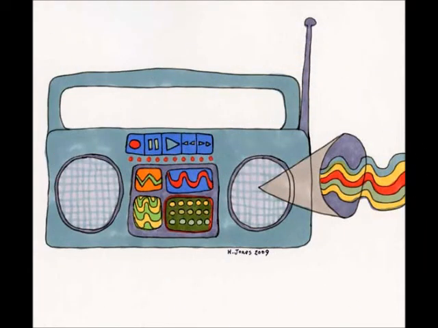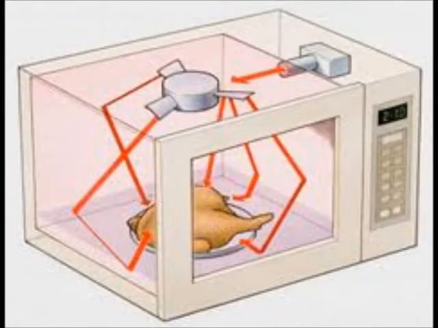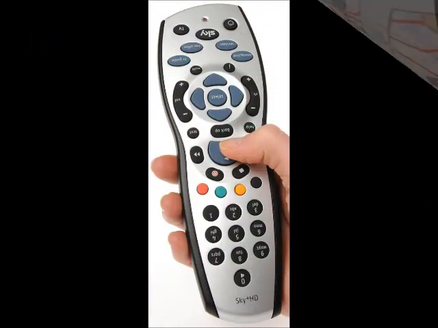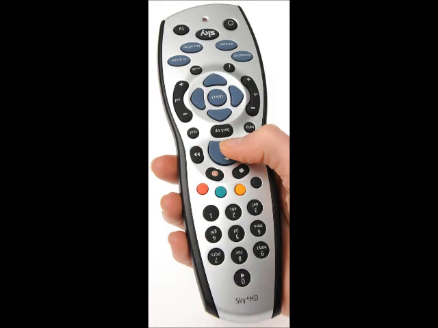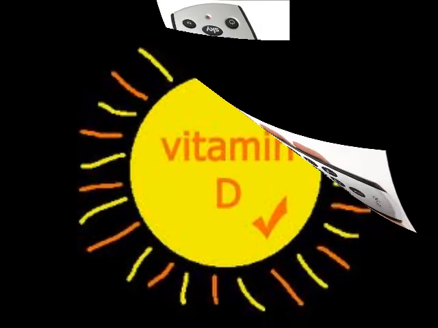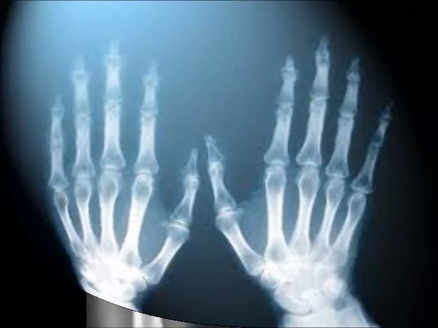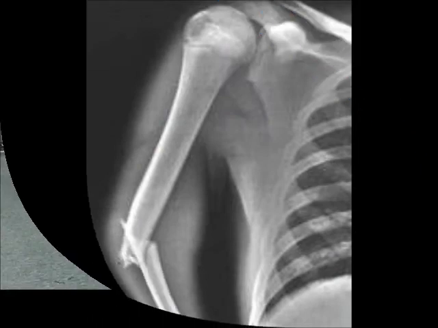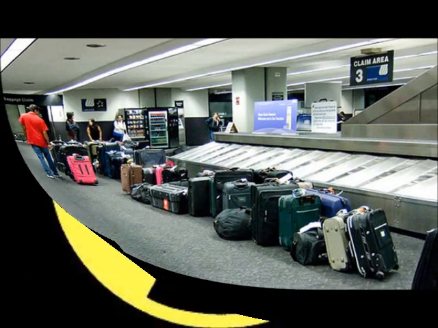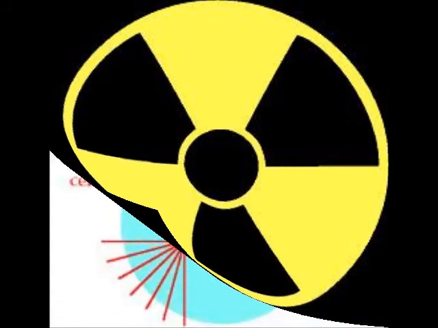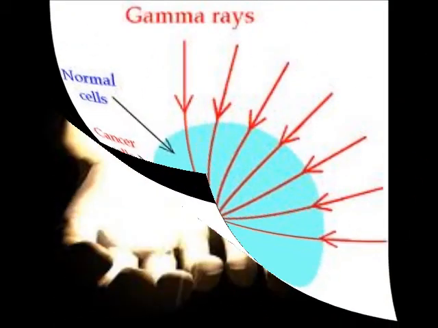The electromagnetic spectrum consists of radio waves, which are useful to listen to music; microwaves, which heat your food up so you can eat; infrared waves, which help you operate a remote control; ultraviolet waves, which give you vitamin D; X-rays, which help doctors check if your bone is broken, and in the airport help you scan luggage; and gamma rays, which help kill cancer cells and other cells.